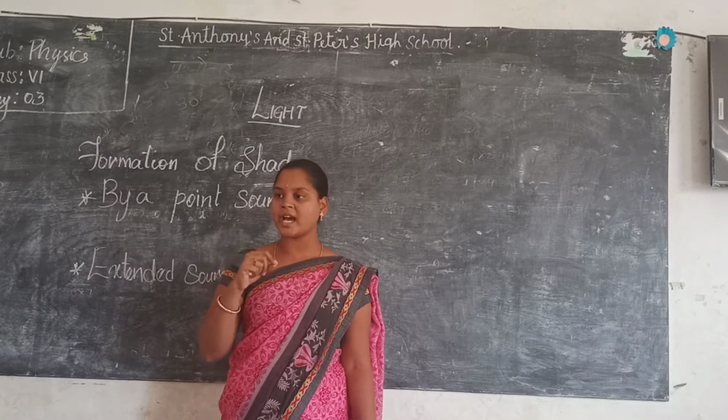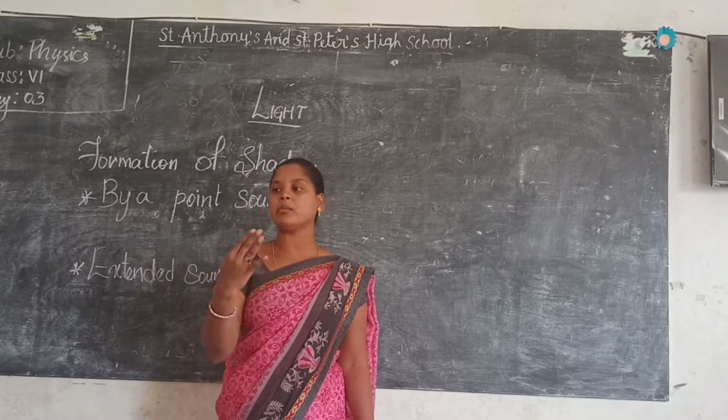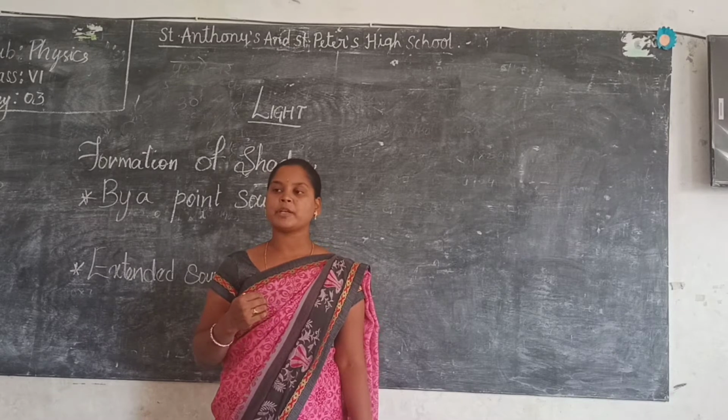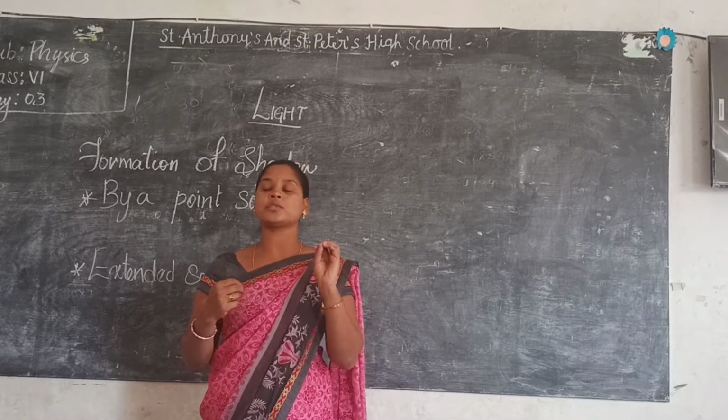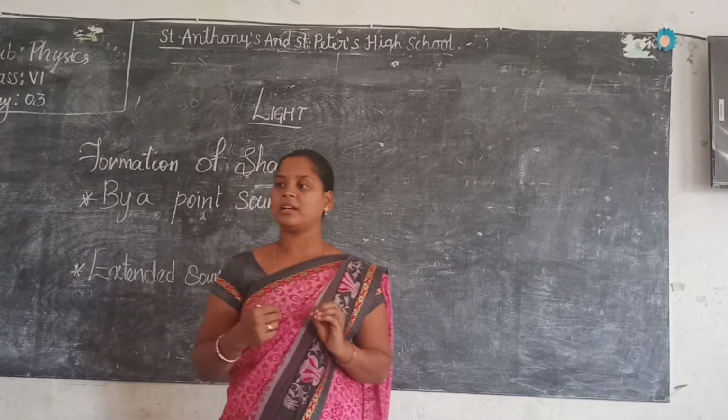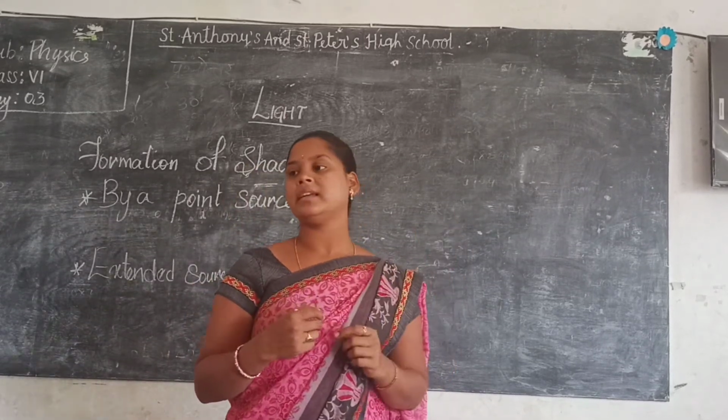Umbra will be totally dark. They do not give any amount of light. Whereas penumbra is a lighter region which is surrounded around the umbra region. It is only partial amount of light. So we can visible only light.